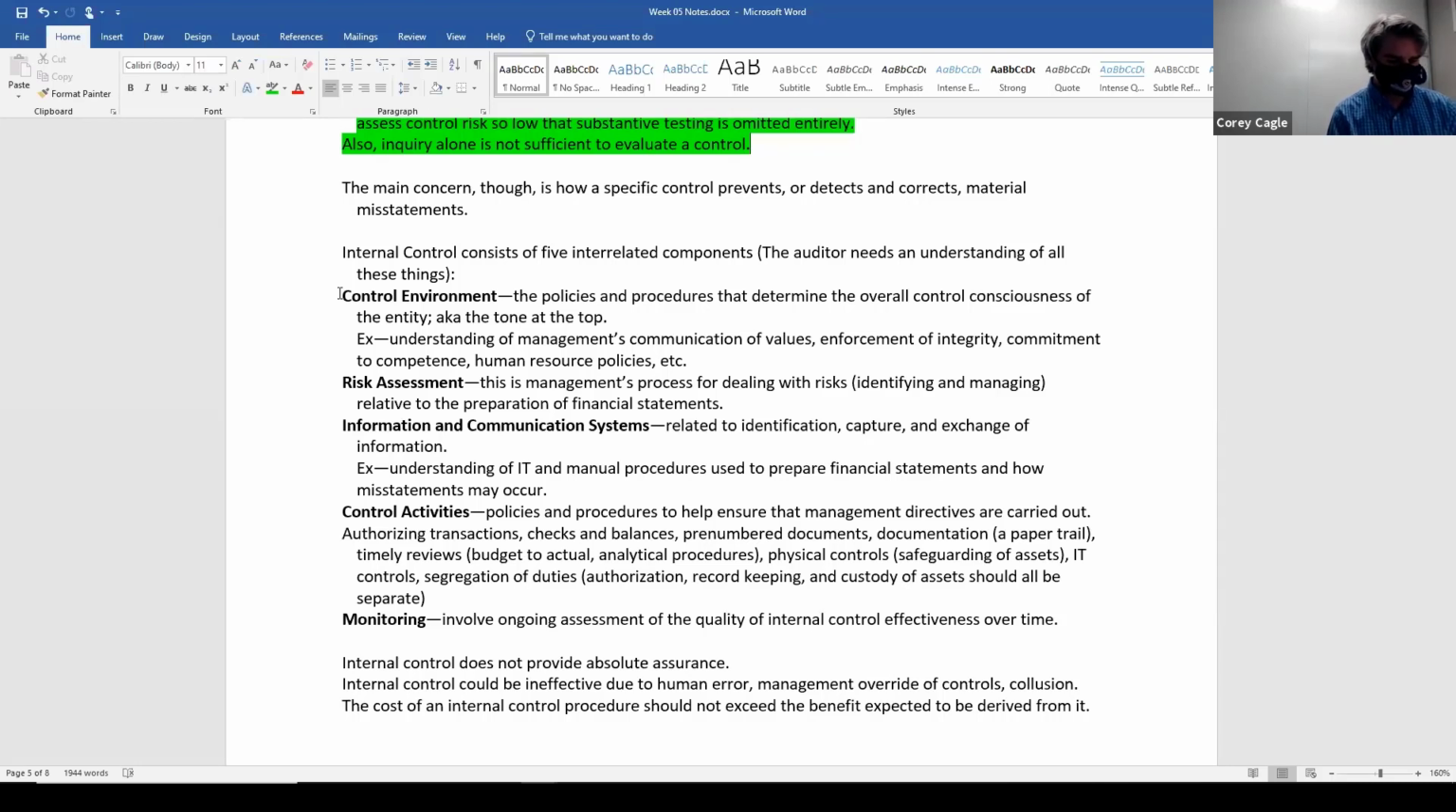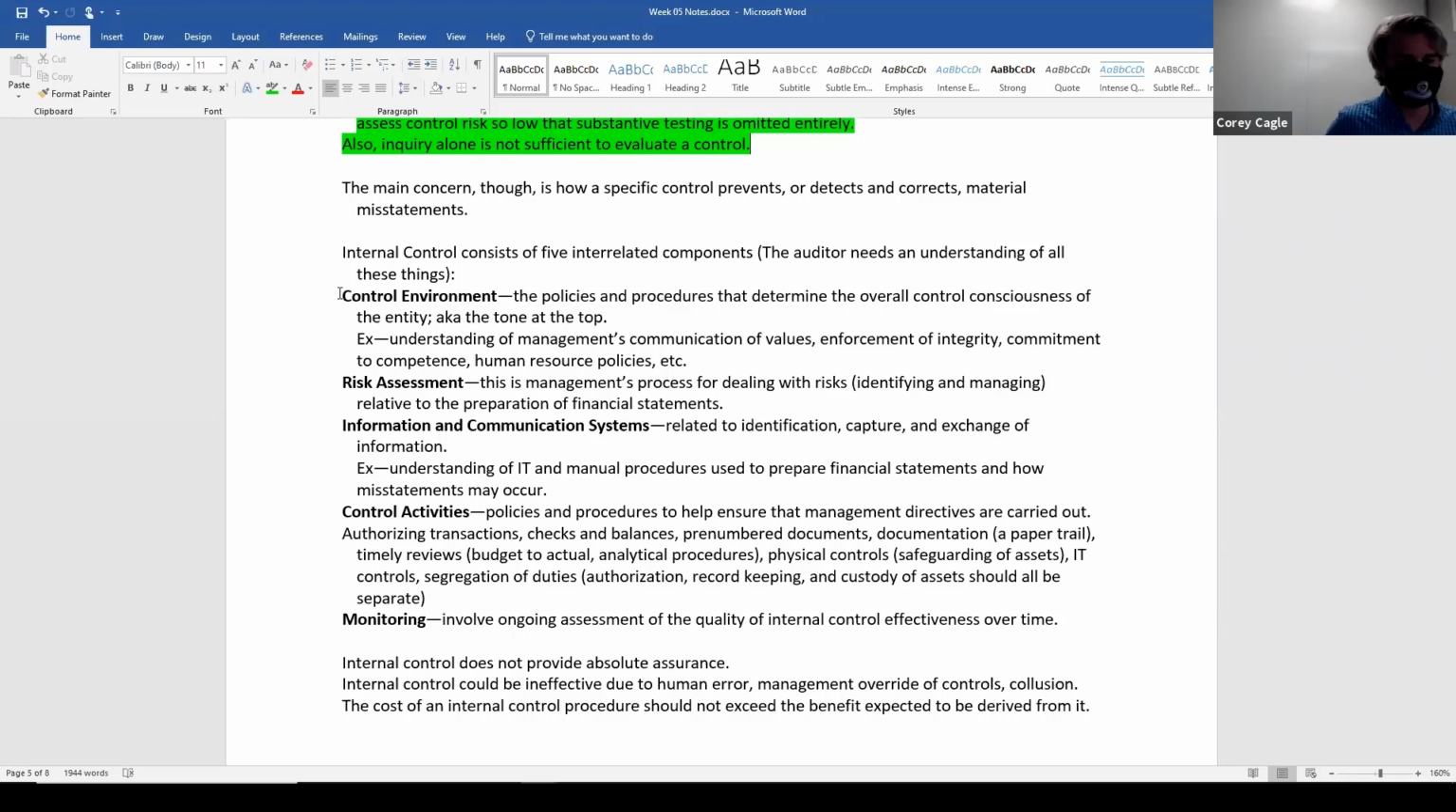So we might ask questions of management like, do you take appropriate actions when you see departures from policies? How do you deal with alleged instances of fraud? Are you satisfied that all your employees are honest? And then we'll also observe things, do they tend to be more conservative or more aggressive when they report things? And tone at the top.